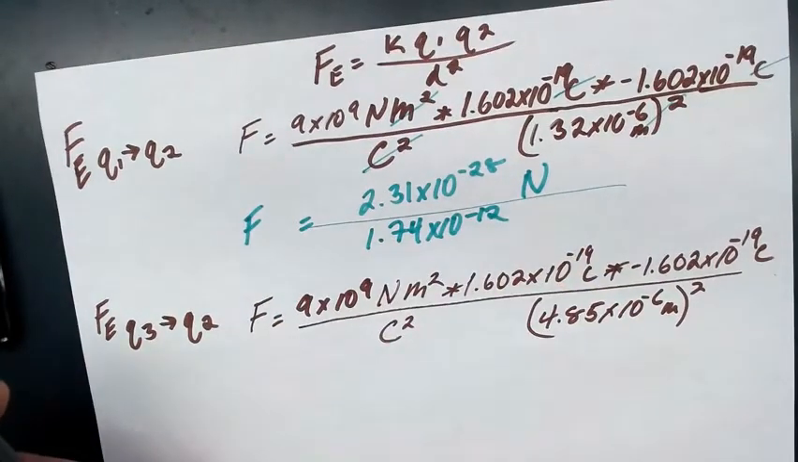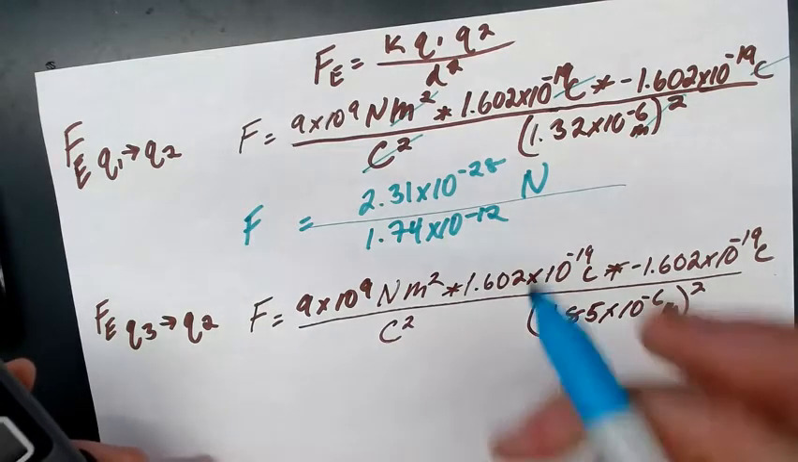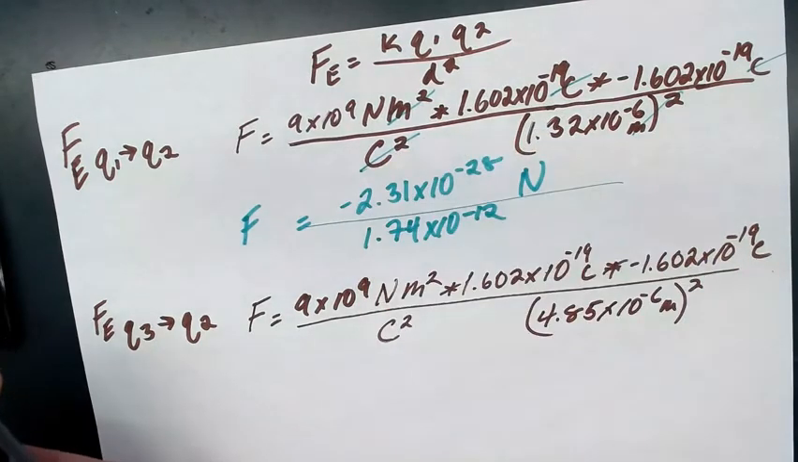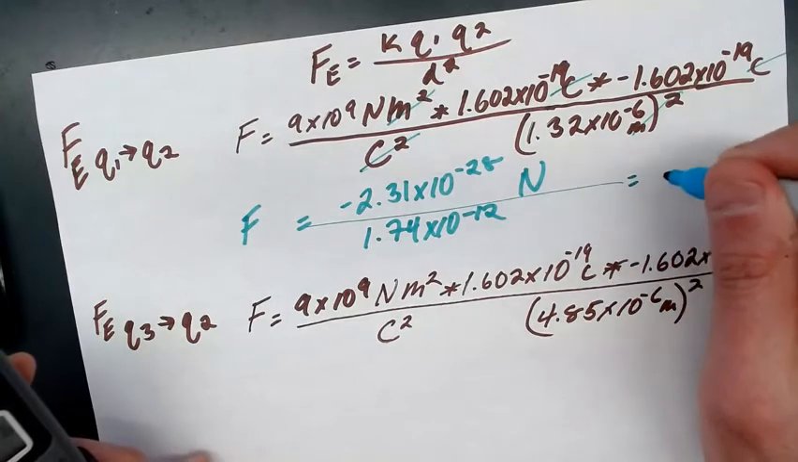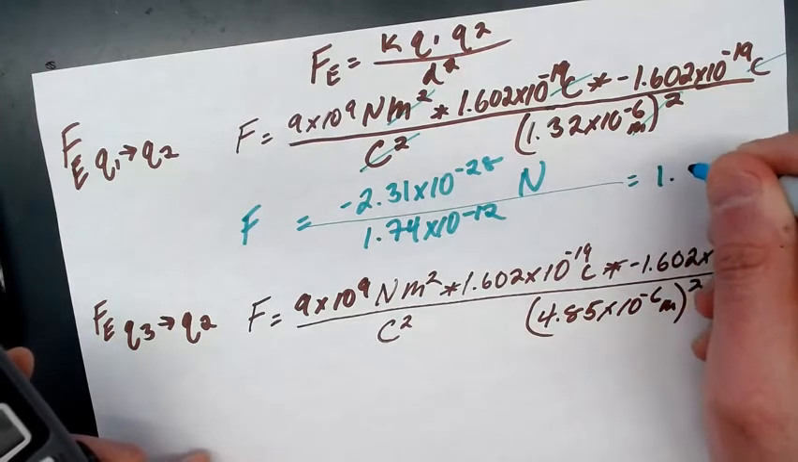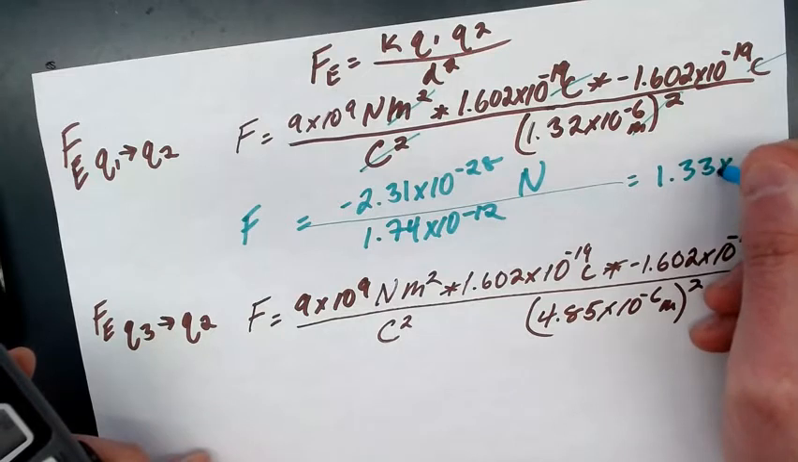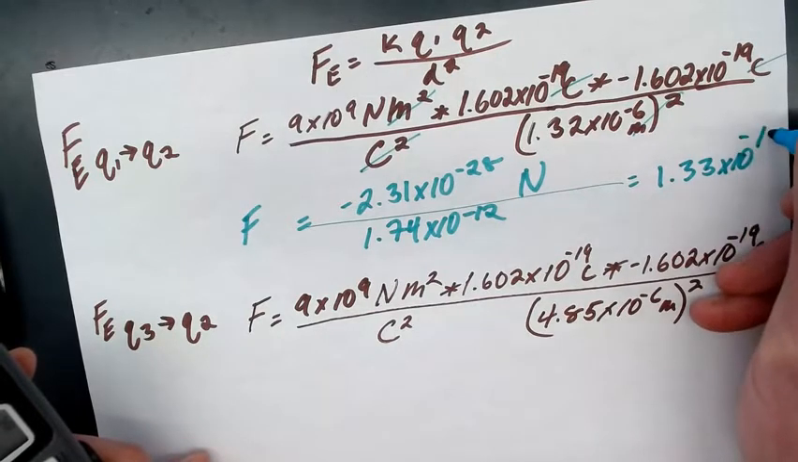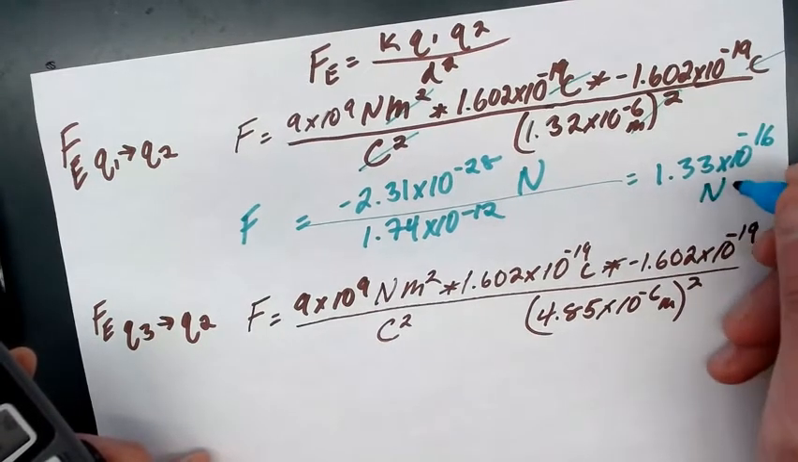in newtons. So now I'm going to do my final answer of 2.31 e to the negative 28, and I'm going to divide that by 1.74. Oh, by the way, this should be a negative number. 1.74 e negative 12. So I'm going to get, I'll write it over here, 1.33 times 10 to the negative 16. And that's going to be in newtons.